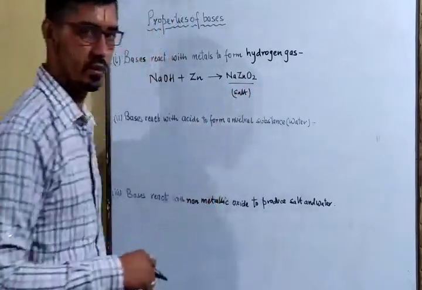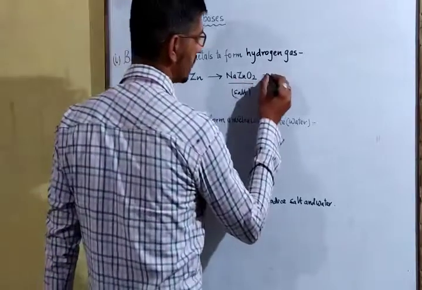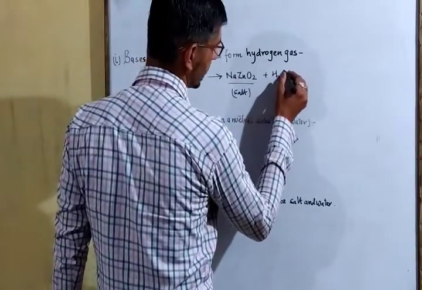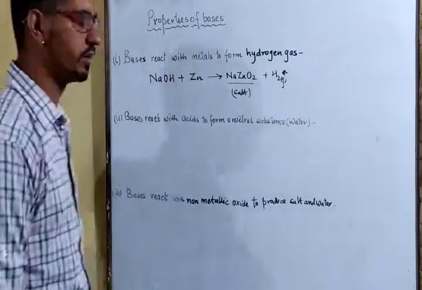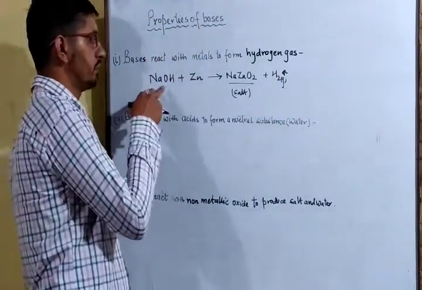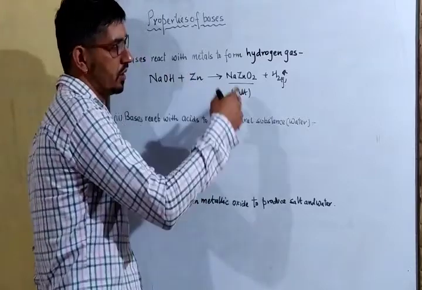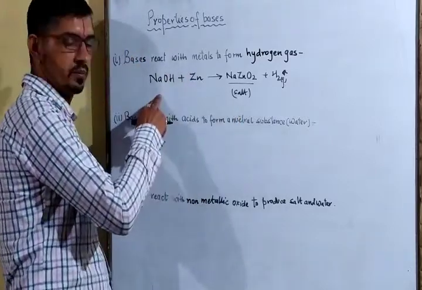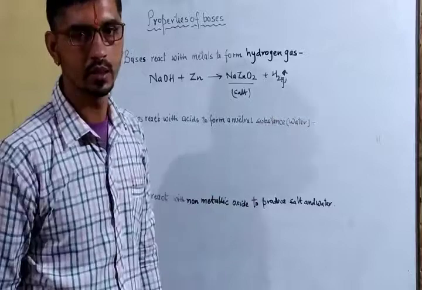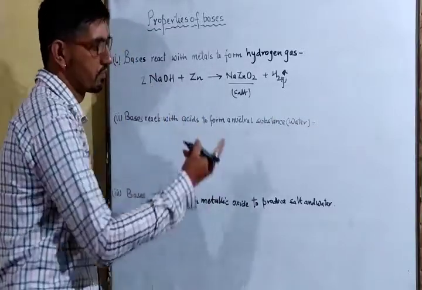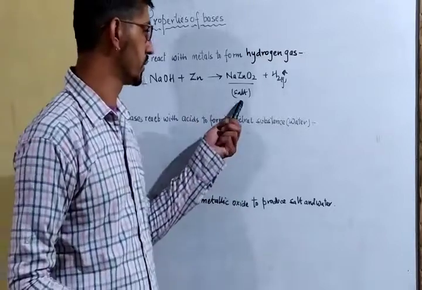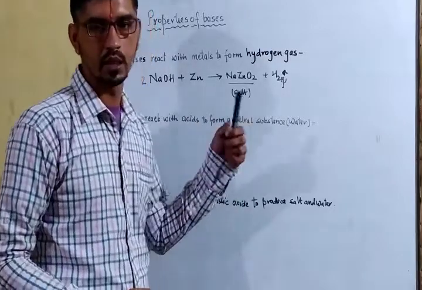Sodium zincate will form, plus it will evolve hydrogen gas. It is a gas. Very, very simple: when a base reacts with a metal, it forms salt plus hydrogen gas. If you remove hydrogen from this, then you will get to know what the other product will be.